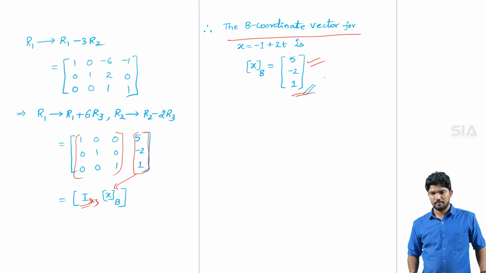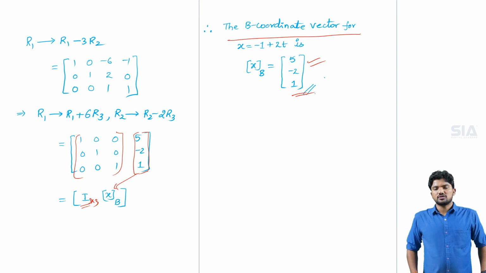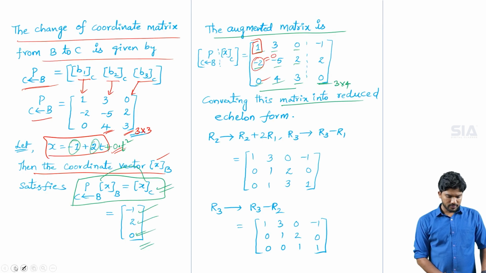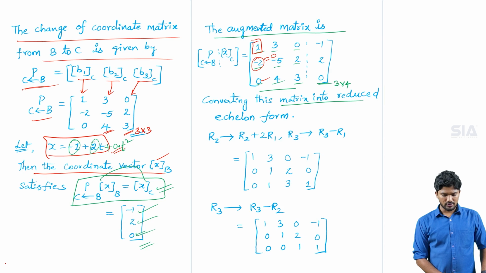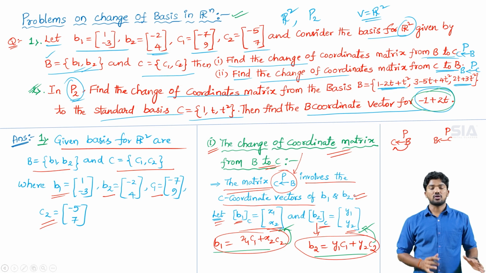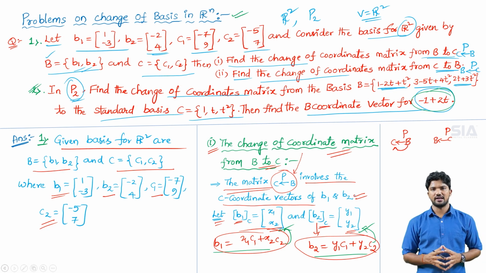5 minus 2 plus 1. So in this format we can obtain the B coordinate vector of small x. So just by applying the row reduced echelon form, we are obtaining the solution to the problem. So with this explanation you have to think about the significance of row reduced echelon form, echelon forms and row operations in linear algebra.